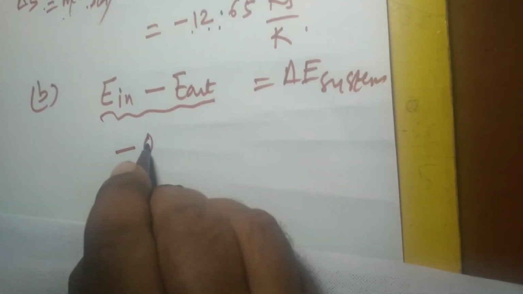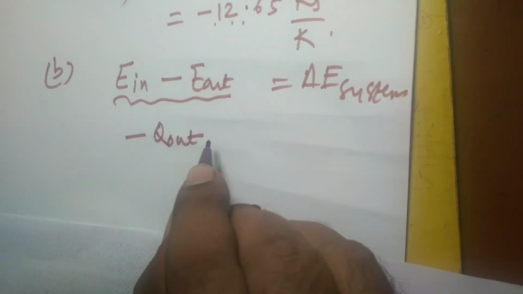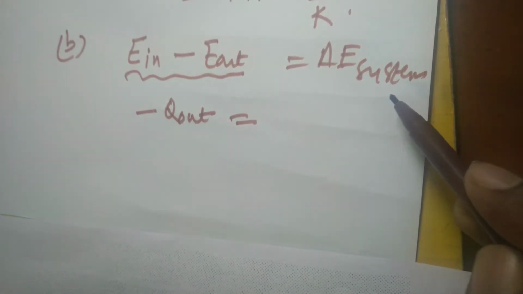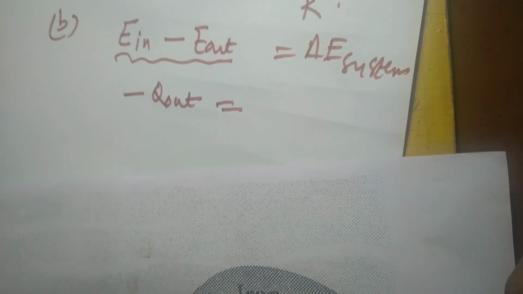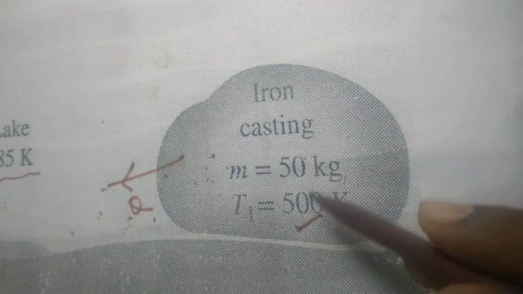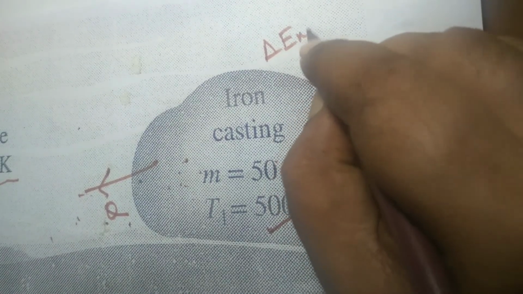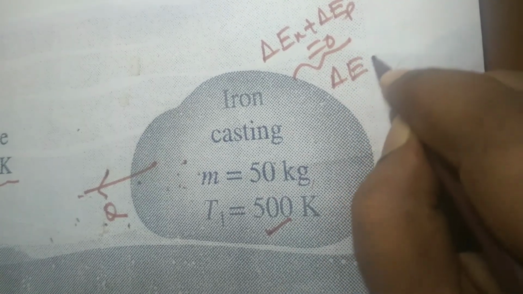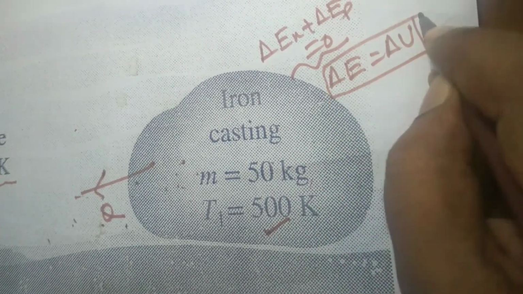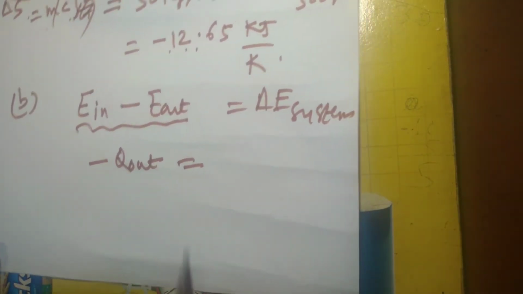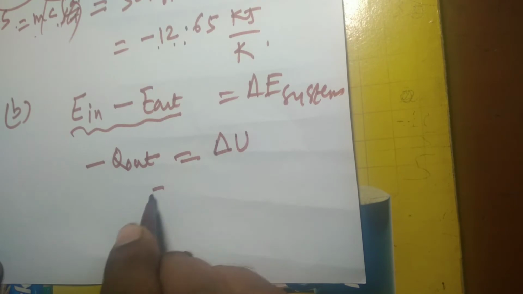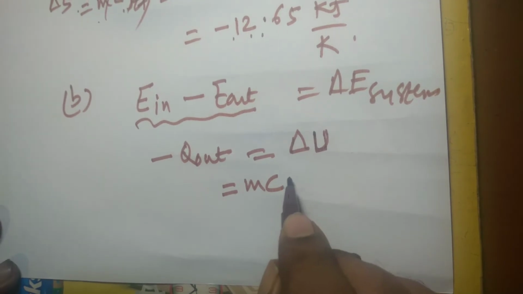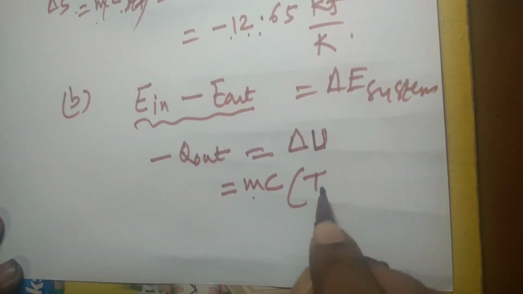So Q out, only heat is going outward, is equal to delta E, which has three terms: delta ek plus delta ep plus delta u. Since this iron casting is stationary, delta ek plus delta ep will be 0, and so delta E will be delta u only, the change in molecular internal energy. And delta u is nothing but m c delta T.